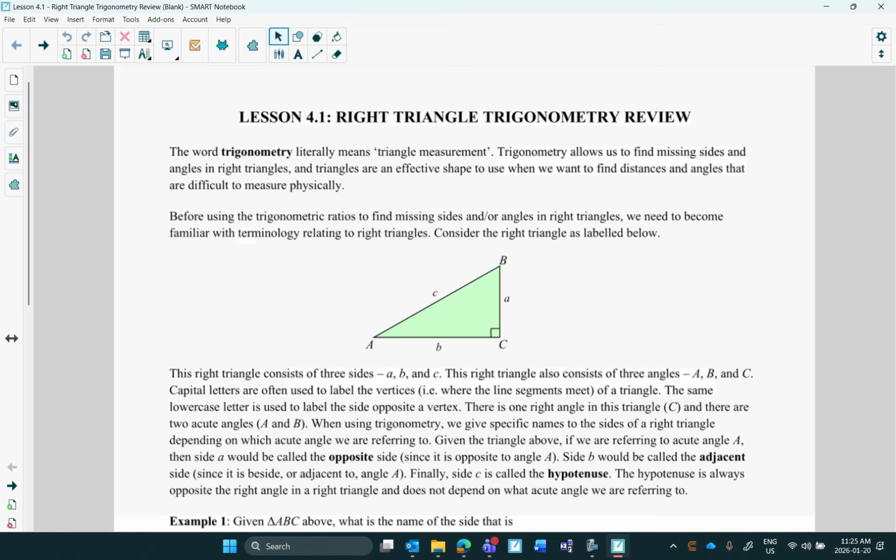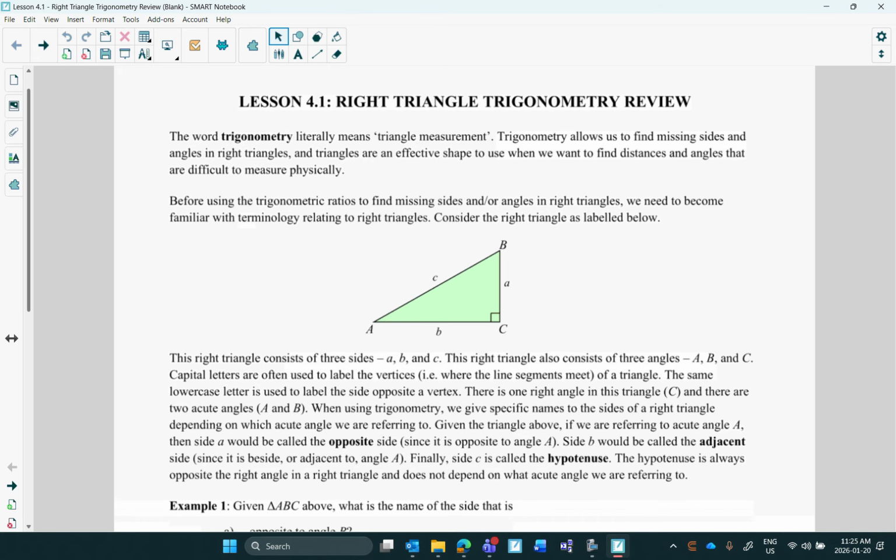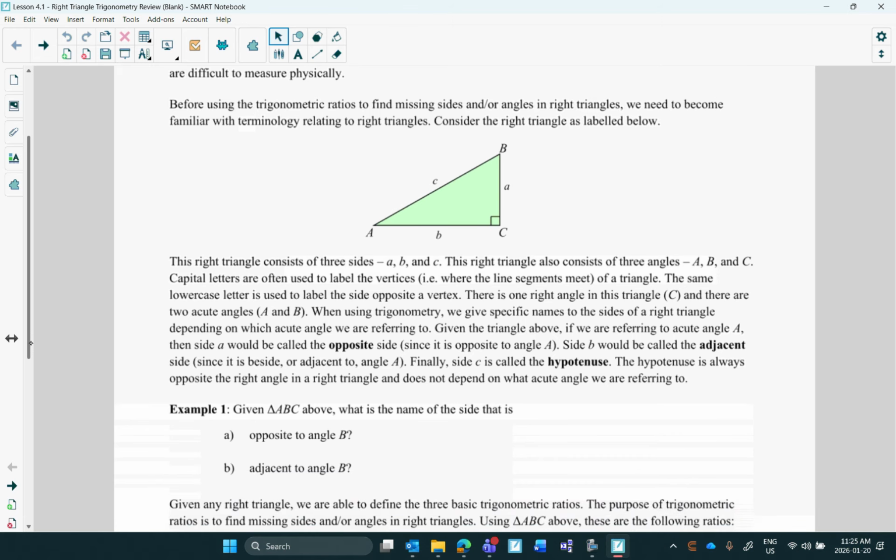Okay. So what do we use it for? Triangles? Any type of triangle? Right triangles. Right? And what did we do with these things? What did we find? Missing sides, missing angles, right? Okay. So that's basically trig in a nutshell. You guys nailed it.